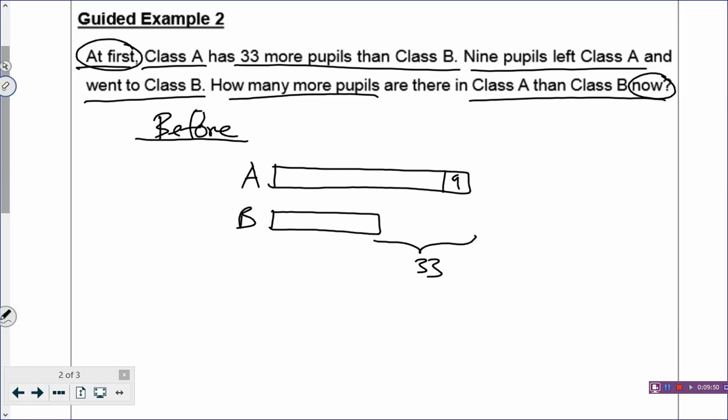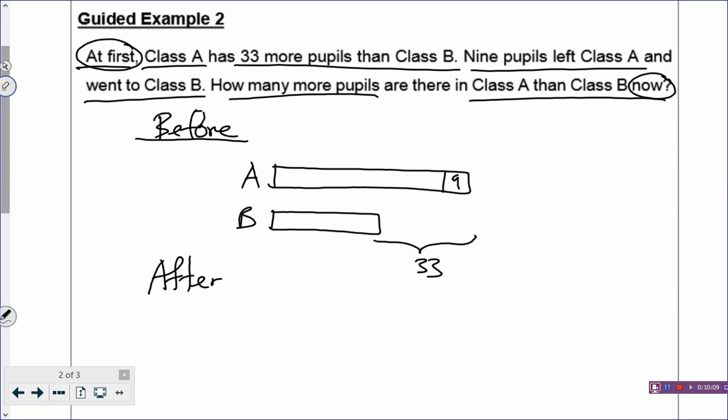They are going to leave, but they haven't done so yet. They haven't left yet because the 9 pupils are still in the rectangle. Can you see the 9 pupils are still in the before model? The rectangle for A still has the 9 pupils inside. But they are going to go to Class B. So how do we show that in the after?